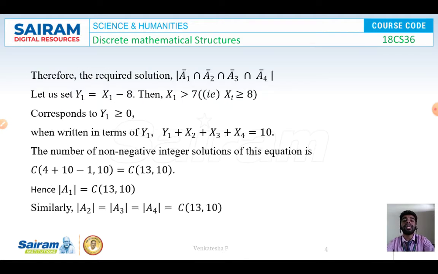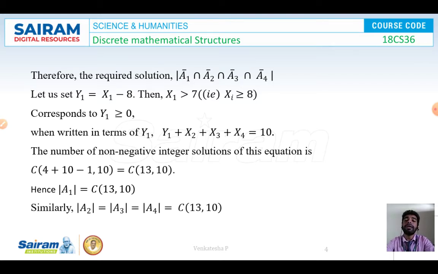Now to find the number of non-negative integer solutions, we will be finding the order of A1 complement intersection A2 complement intersection A3 complement intersection A4 complement. To find this, I will be defining one more variable y1, given by x1 minus 8. Since x1 is greater than 7, I will define y1 is equal to x1 minus 8. This is to find the order of the A1 event.